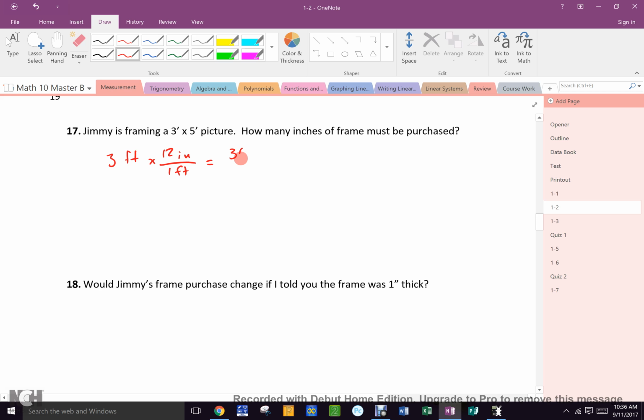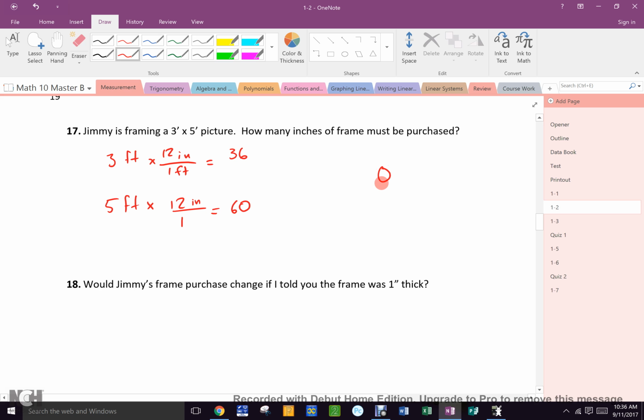What do I get? 36. And then I need 5 feet, 12 over 1 to get 60. Correct? So how many inches of frame do I need? $96?